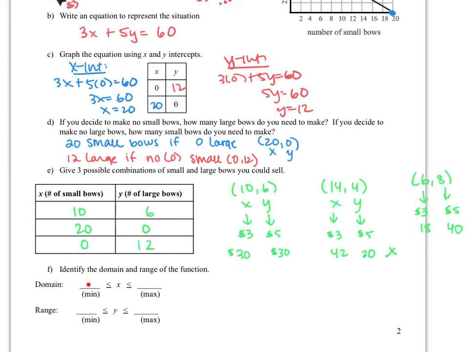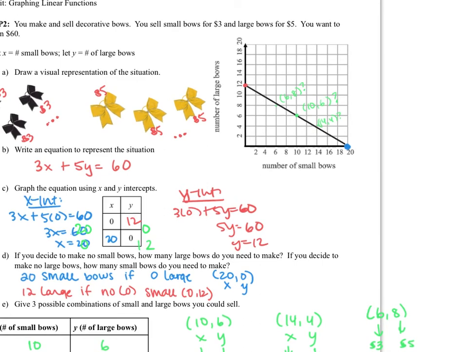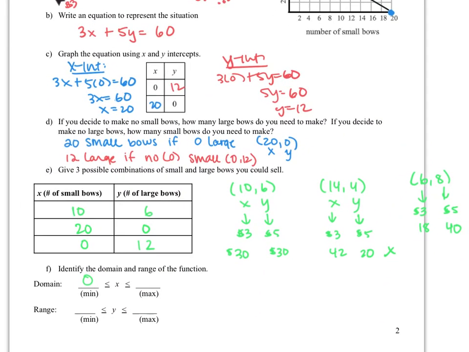On the left side, we're going to have our minimum number, and on the right side, we're going to have our maximum number. So the minimum number of small bows that we could make is 0. The maximum, if I go back to my graph, would be how far to the right my graph extends. I'm going to make the maximum number of small bows when I don't make any large bows. So that number is going to be 20. And so that's telling my reader that I could expect to make anywhere between 0 and 20 small bows. It can't be less than 0. It can't be more than 20.